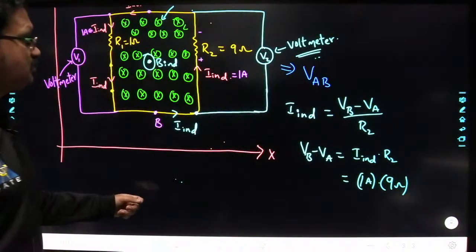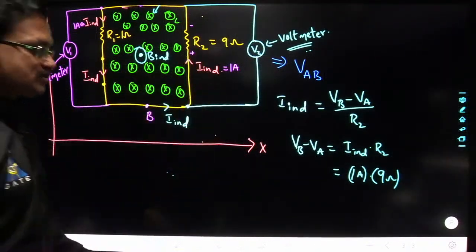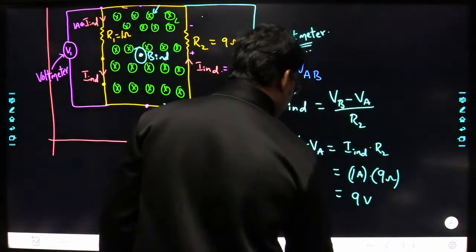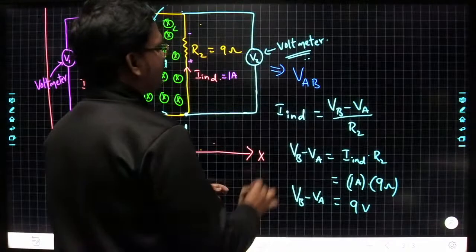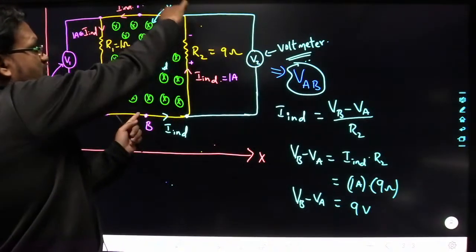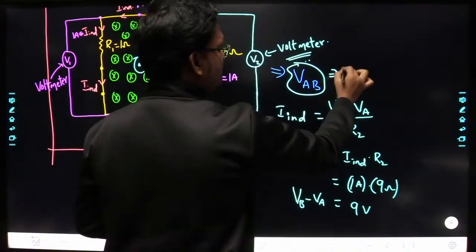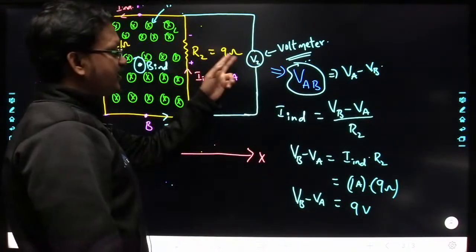Right? Yes or no here? I induced and R2 is 9 ohm. So what you are going to get? You are going to get here 9 volts. So this is nothing but VB minus VA. But V2 is nothing but what? V2 is going to measure the potential difference between A and B. So that means it is going to measure VA minus VB. Understood? That is the reading of V2.